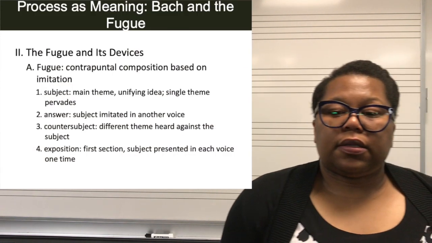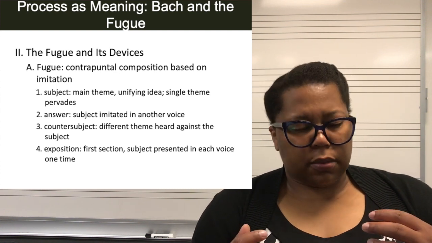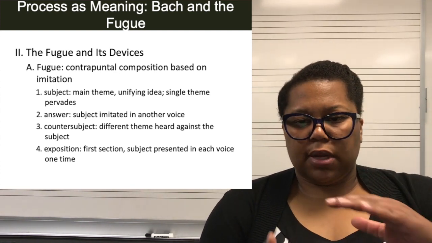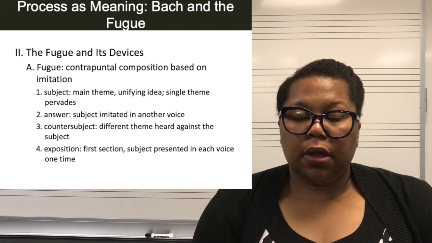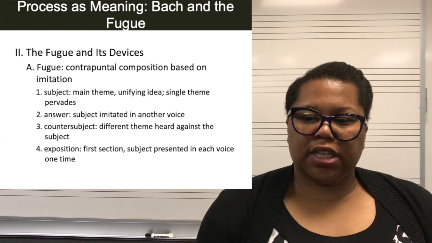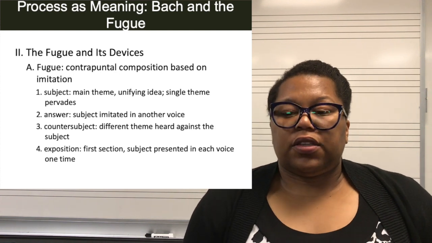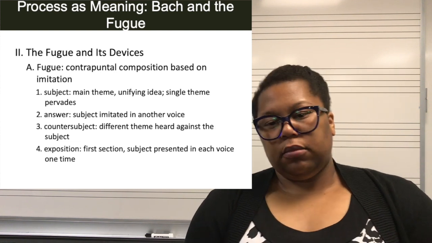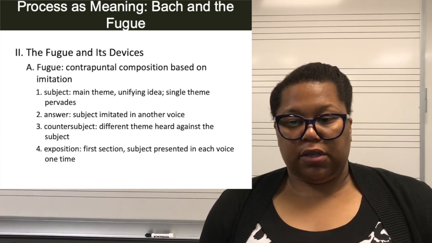The fugue and its devices. A fugue is a contrapuntal composition based on imitation. Contrapuntal means counterpoint, note against note, or line against line. But it's also based on imitation, so one line would imitate the line that came before, and the same thing after that. There are different parts to the fugue. We have the subject, which is the main theme, the unifying idea, the single theme that pervades throughout the whole piece. Then we have the answer: the subject is imitated in another voice. Then we also have the countersubject, a different theme that's heard against the subject.